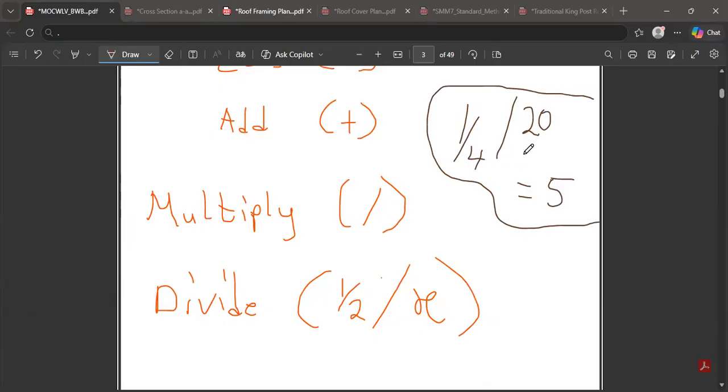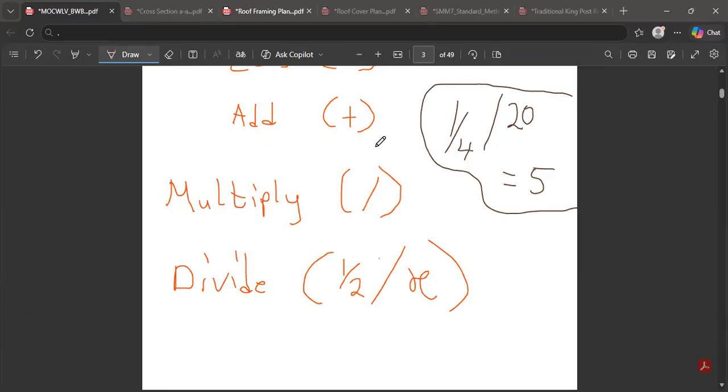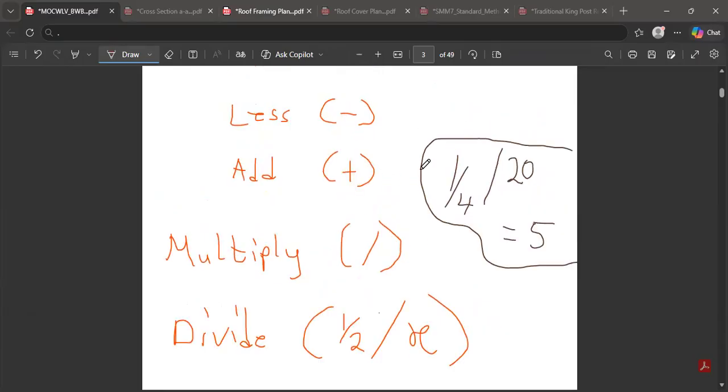Hello? Hello? Yes, yes. So what did I just say? Can you throw a little bit of light on what I just said so that we proceed? You were giving me words that are used in measurements, such as less is subtraction, then add, multiplication, and then the division symbol.